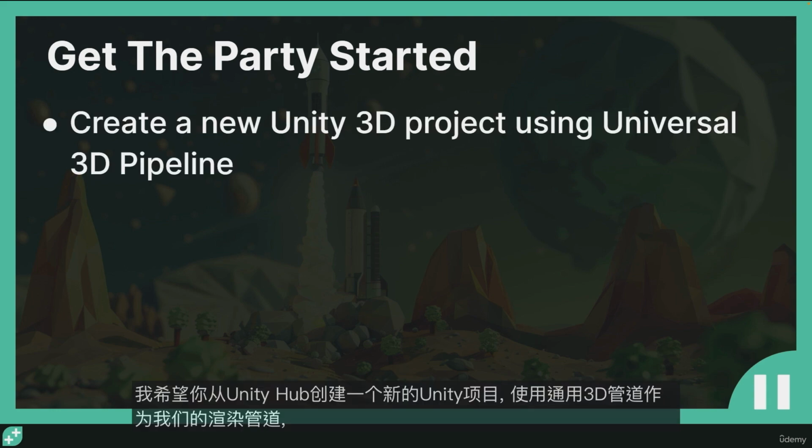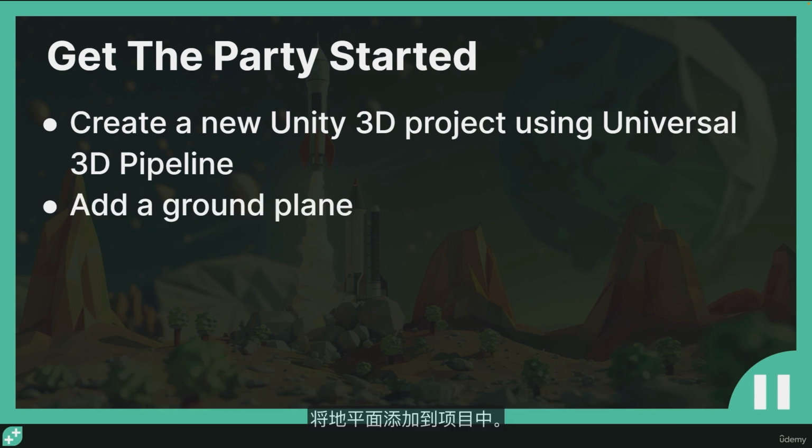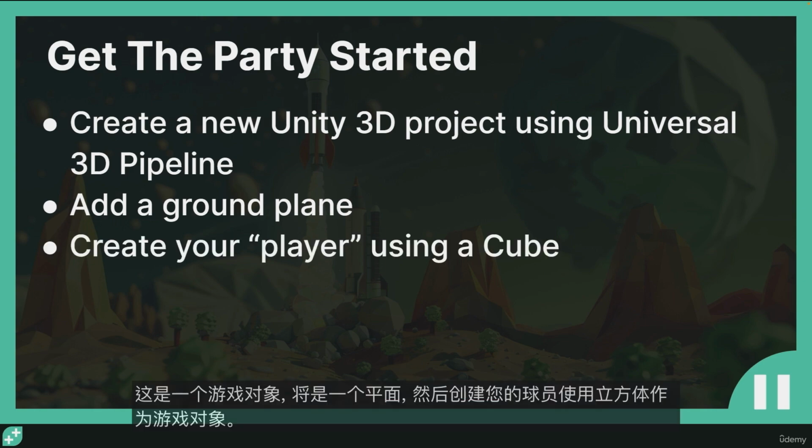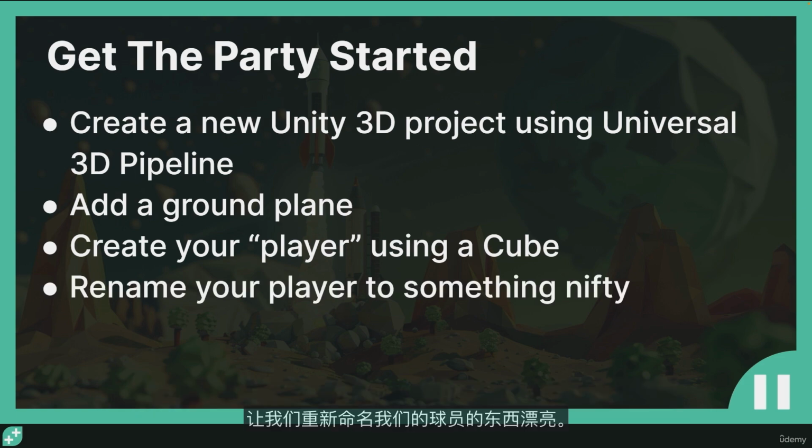I'd like you to create a new Unity project from Unity Hub using the Universal 3D pipeline as our rendering pipeline, to add a ground plane into your project. That's a game object that will be a plane. And then to create your player using a cube as the game object. And you know what? Let's rename our player to something nifty. I'm going to call my player Dodgy, because the player is going to be dodging stuff. So there's your challenge. Pause the video, take that on. I'll see you back here when you're done.